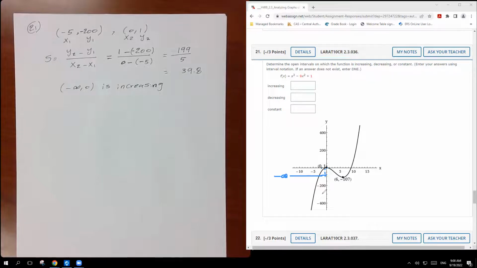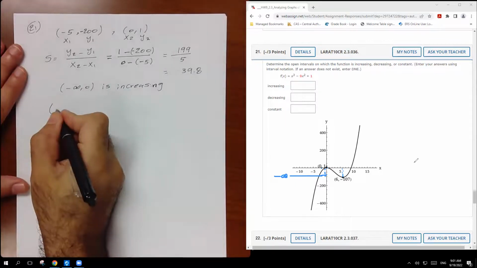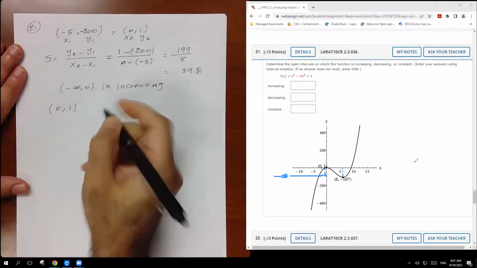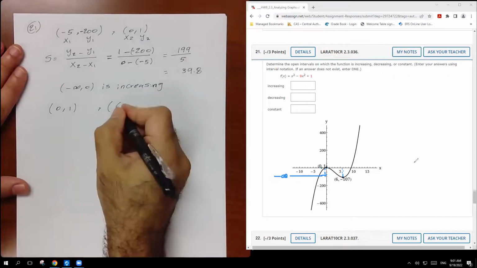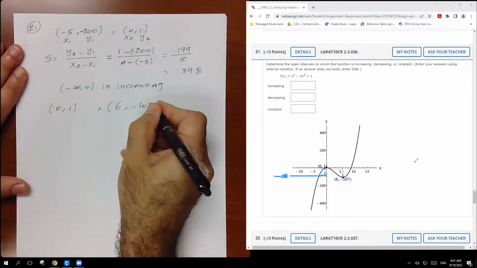Now we need to check the second part, from this point to this one, which is 5, this is 6. So what you're going to do, you're going to choose 2 points. Here is the first point, and here is the second point. I'm going to choose the point 0, 1. And the second point is 6 and negative 1 or 7.